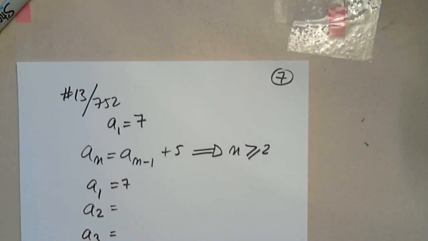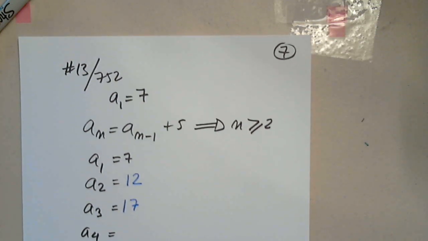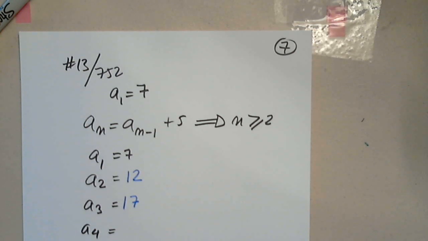So then how do I get a sub 2? It's the previous term plus 5. How do I get a sub 3? It's the previous term plus 5. And finally, how do I get a sub 4, or the fourth term of the sequence? 17 plus 5. That's it. 17 plus 5, 22.